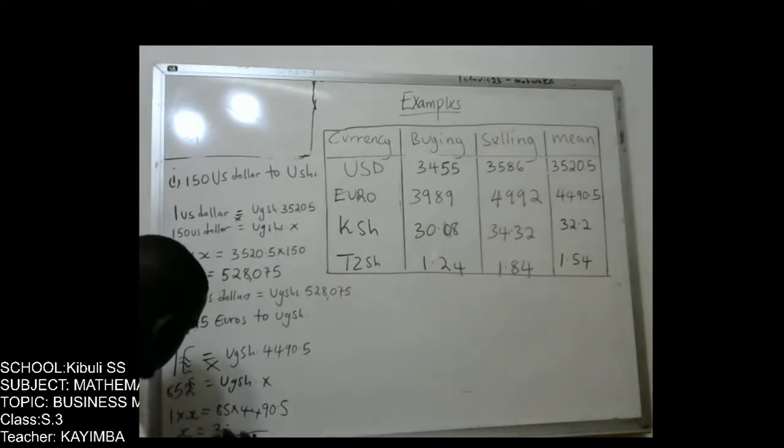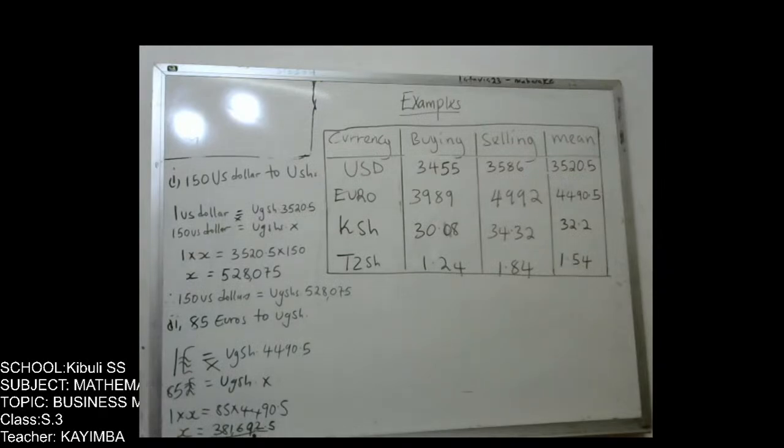$381,696. 92.5. Do you have the same answer there? Those are in which currency? Ugandan shillings, right? Yes. So in 85 US dollars, according to that time, a person will get that amount of money out of it.